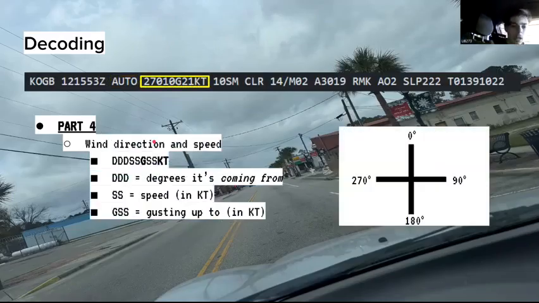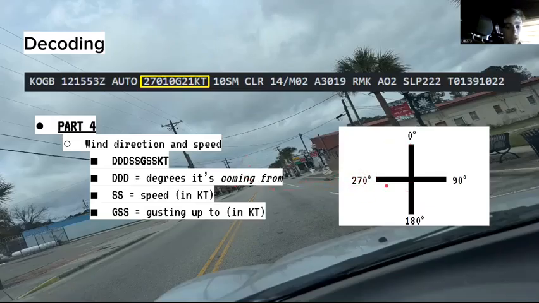The next thing is going to be wind direction and speed. So the first three digits are the direction that it's coming from. Remember, everything dealing with wind is always where it's coming from, not where it's going to, where it's coming from. So this says 270. That means it's coming from the west. So you look at this indicator to know 270, it's coming from the west.